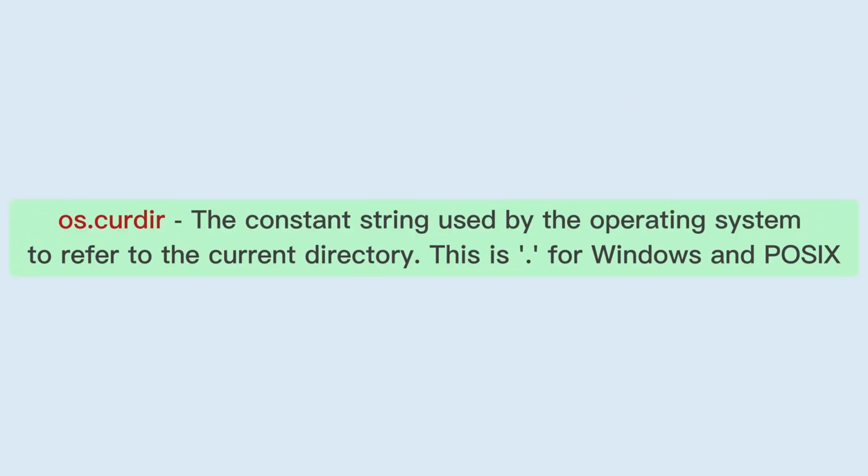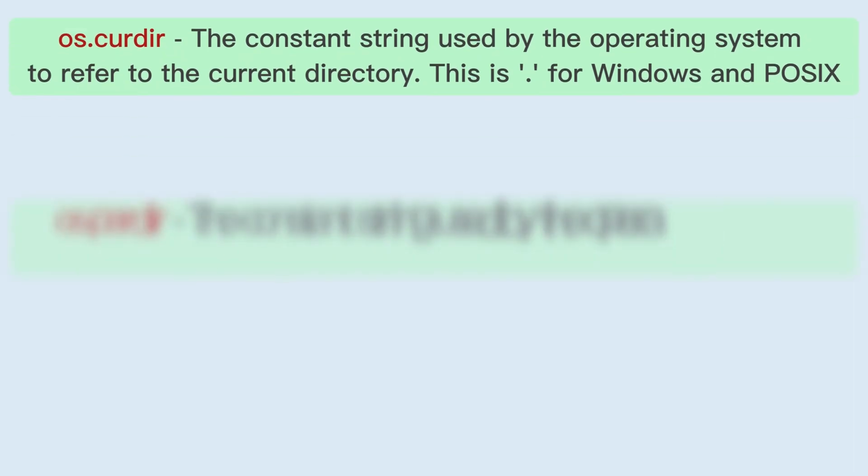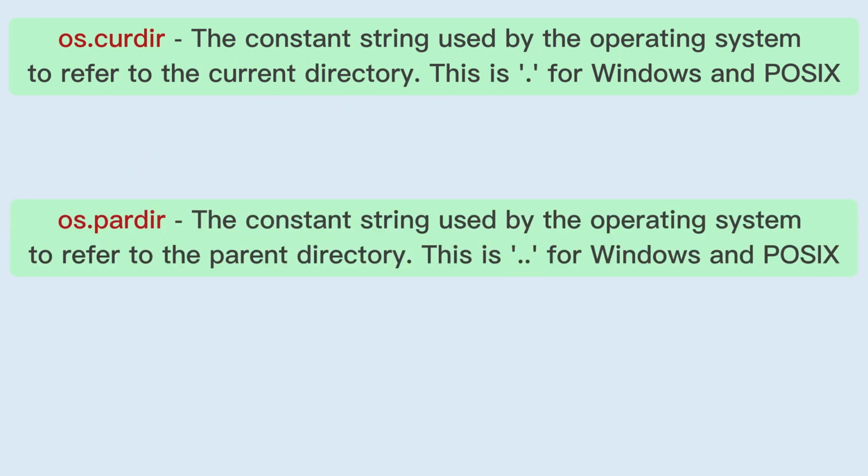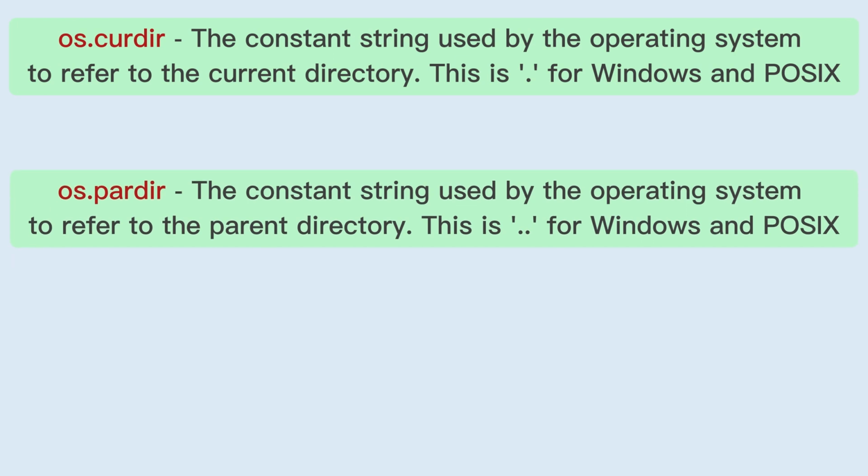os.curdir. The constant string used by the operating system to refer to the current directory. This is a dot for Windows and POSIX. os.pardir. The constant string used by the operating system to refer to the parent directory. This is a double dot for Windows and POSIX.